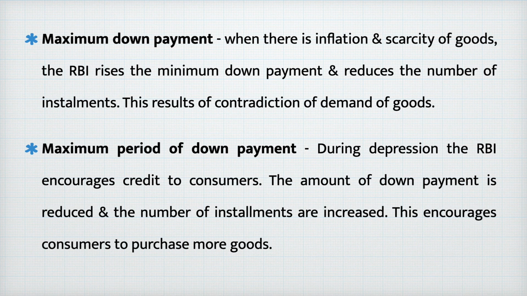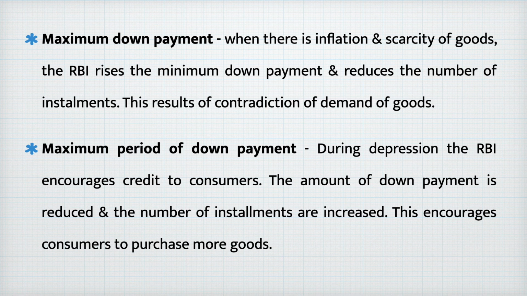Now, the basic difference between these two conditions, maximum down payment and maximum period of installment, is that we are talking about the first case when there is scarcity of goods. We understood last class what is inflation, correct? I just gave you a gist of what is inflation. When the prices of goods and services or commodities rise, and equally there is scarcity of goods, so therefore, what does RBI do? It raises the minimum down payment and reduces the number of installments.